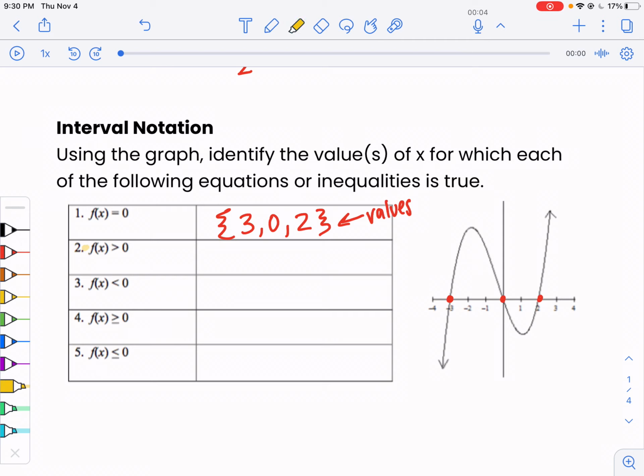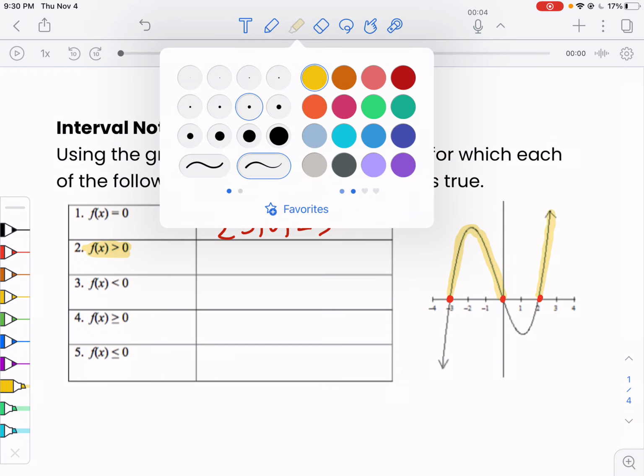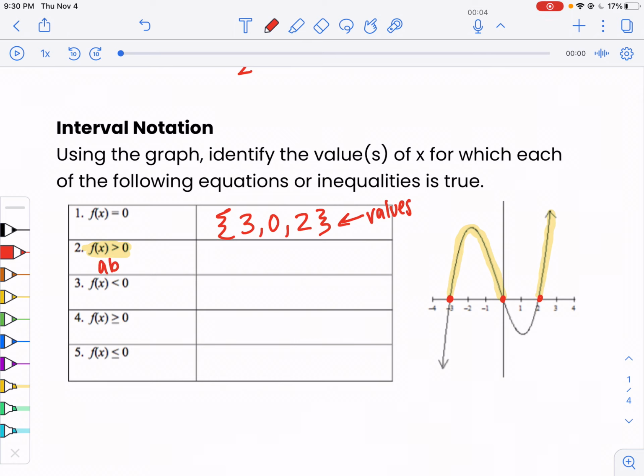For this next one, it says f of x is greater than 0. If you remember from interval notation, we're talking about where it's greater than the x-axis, so that'd be this section here, technically above the x-axis. We would say that is from -3 to 0, in parentheses since it is not or equal to, and then again from 2 to infinity. That is the yellow section of the graph.